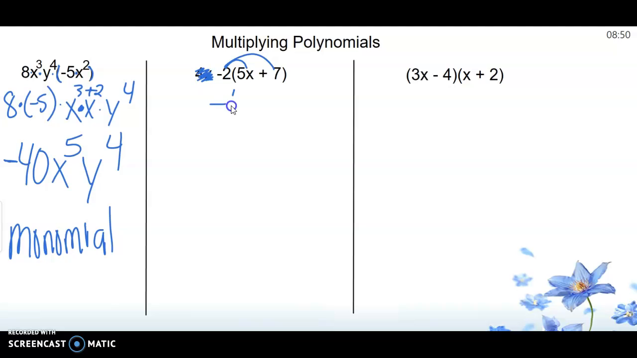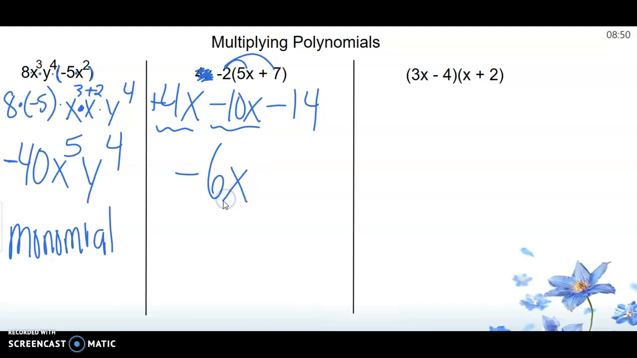Negative 2 times 5 is negative 10x. Negative 2 times 7, because you've got to do it to all terms in parentheses. If there was another term, I'd do it again, negative 14. Now bring down the 4x, and we combine like terms. Where 4x and negative 10x are alike, we will subtract when the signs are different. A positive plus a negative is really subtraction. So we have negative 6x minus 14, and yes, that is a binomial.